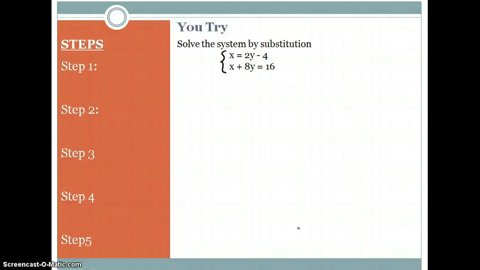So the u-try you're going to use is x is equal to 2y minus 4, and then x plus 8y is equal to 16. Do not let this equation fool you. It is pre-solved, you have x equals, so therefore you are okay to go straight into substitution. It does not have to be y equals in order to use this type of formula.